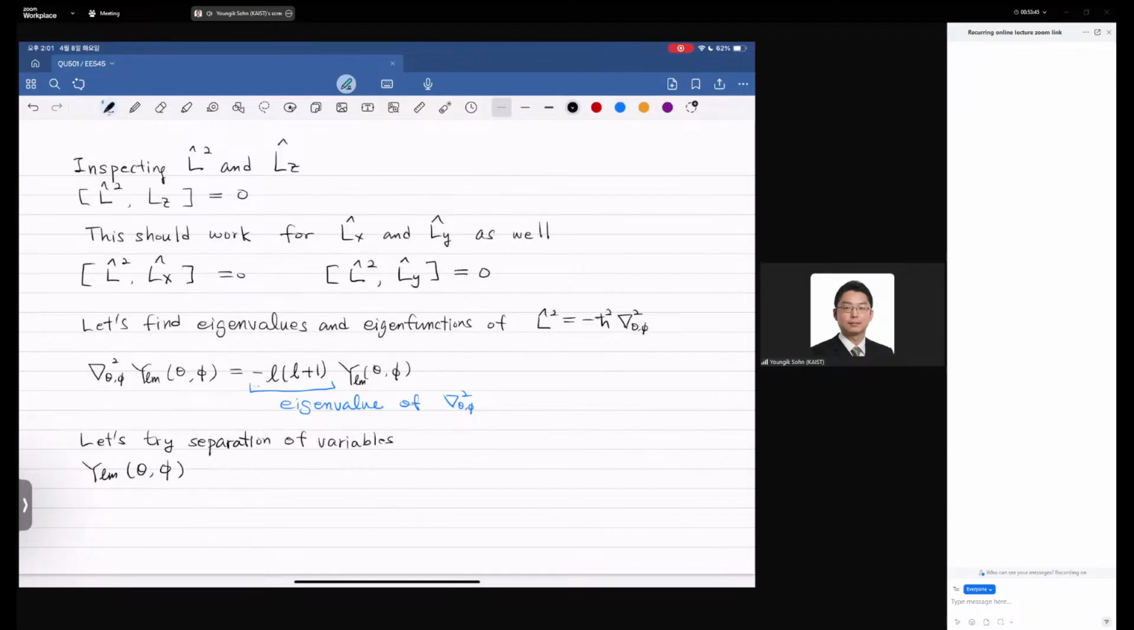So what we're going to do is assume the angular distribution function is a product of two functions: one only a function of theta and the other only a function of phi. The justification is always the same. We give it a try, and if it works, it's a solution. If you throw this in, you will get this form of equation.